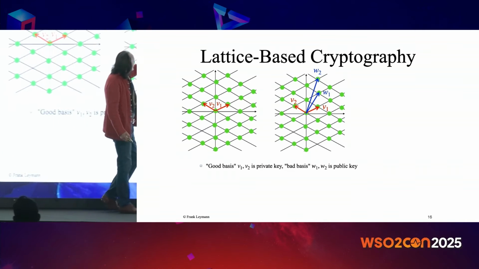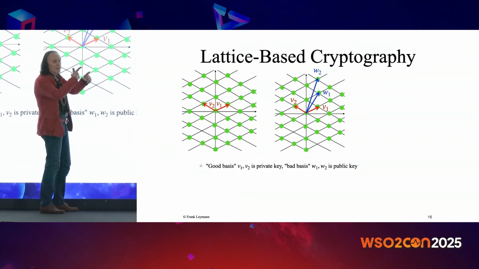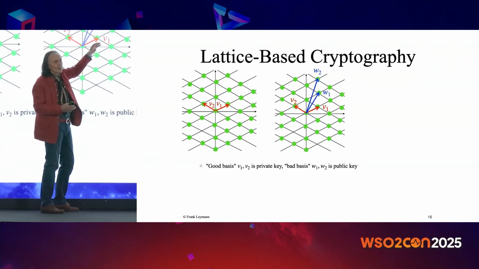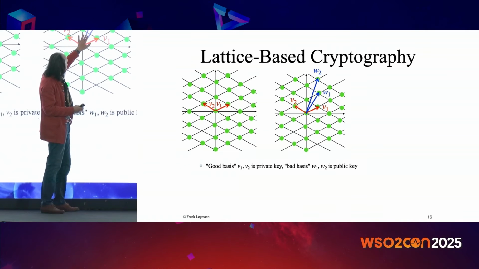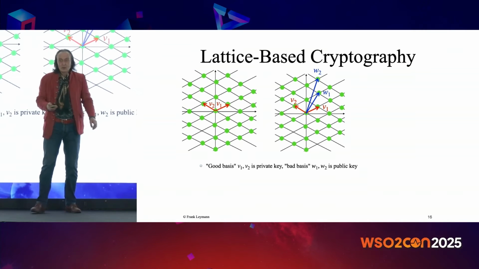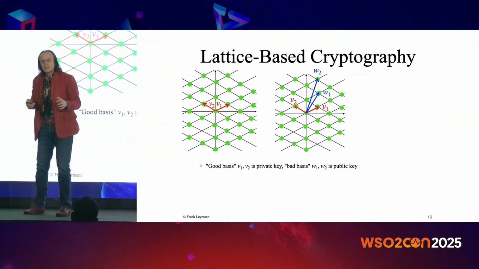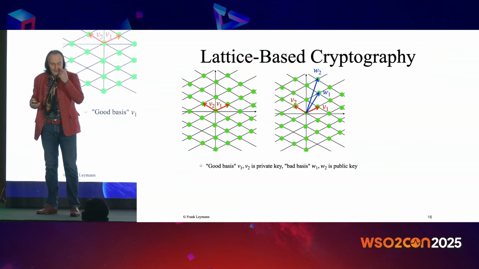The good basis is nearly orthonormal, so the vectors are nearly orthogonal and have nearly length 1, and there are also bad bases. The length is very different, and the angle is very, very small between these vectors. Computation in the good basis is simple, computation in the bad basis is terribly bad, right?